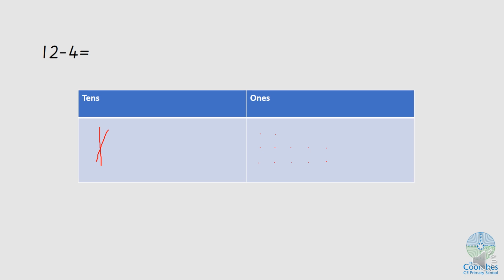So now I can cross out my 4. 1, 2, 3, 4. Then I can count up how many I've got left to work out my answer. 1, 2, 3, 4, 5, 6, 7, 8. So my answer, which I can write up here, is 8.